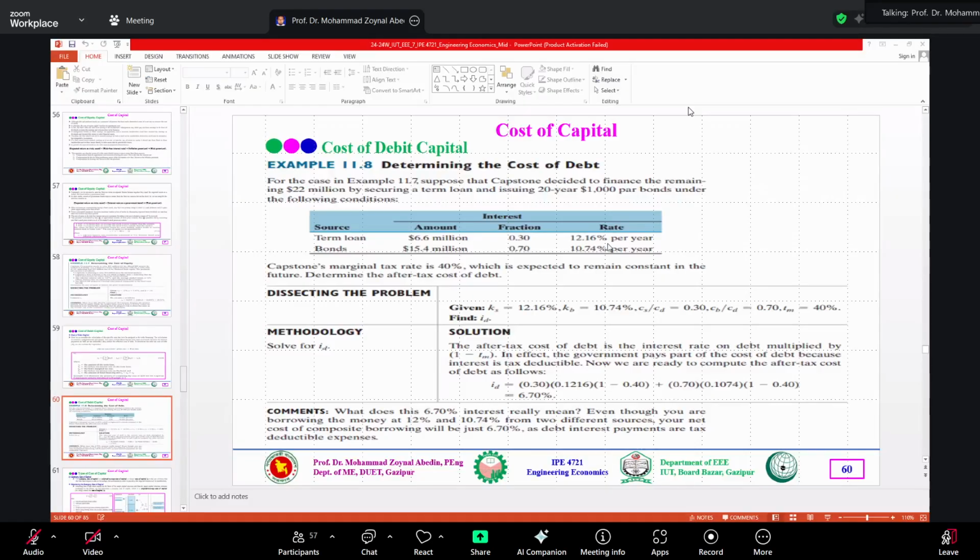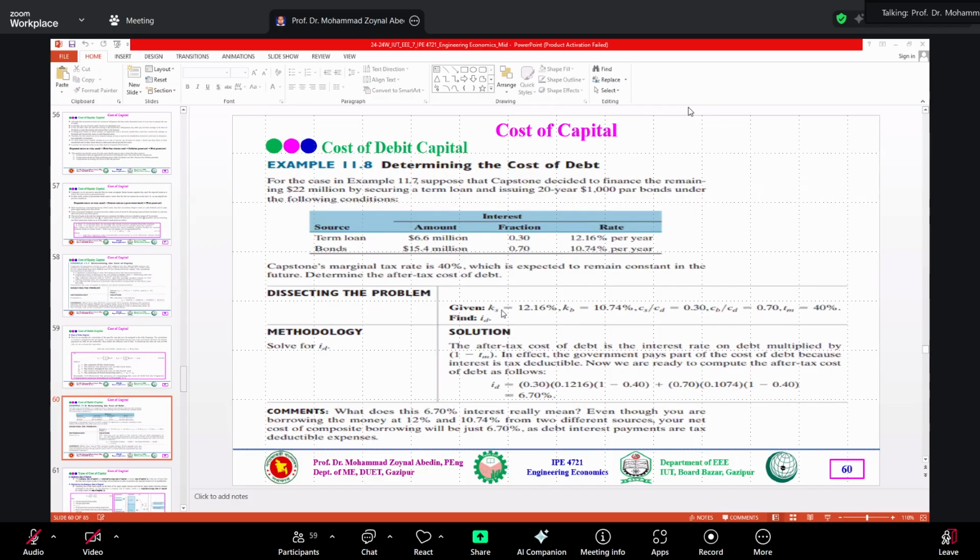And another two rates are given here. Capstone's marginal tax rate, TM, is 40%. This is expected to remain constant in the future. Determine the after-tax cost of debt. Okay, we have to find out the after-tax cost of debt. Now, given, it is a very easy problem.